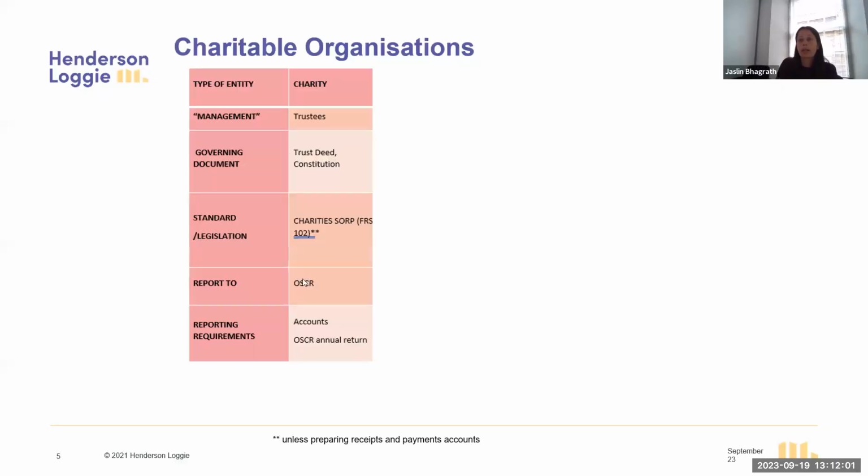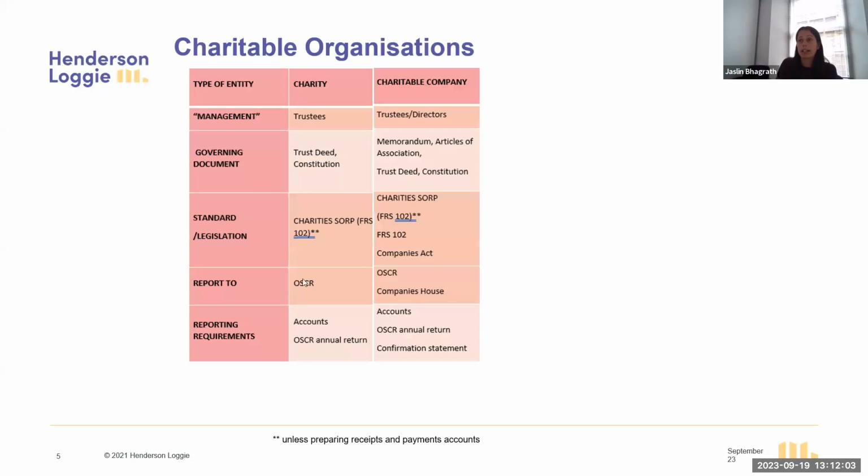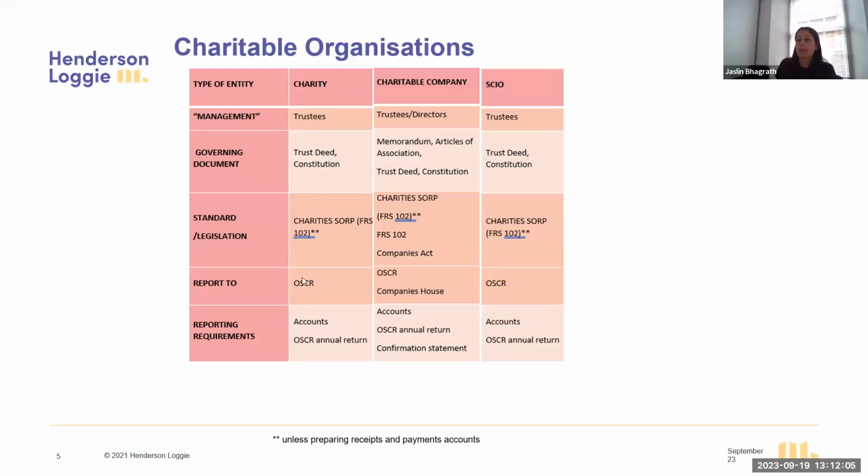So how are they each governed? I'll just put all the notes up there at the same time. So a charity, a charitable company, and a SCIO are all governed by you as trustees. But as a charitable company, you are also directors, and your information is available on public record at Companies House.